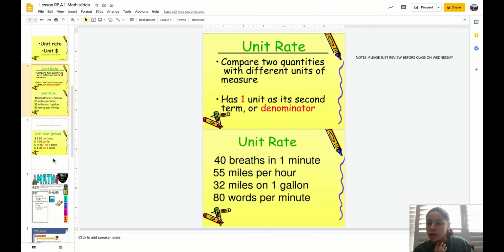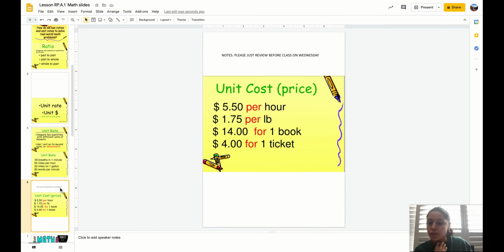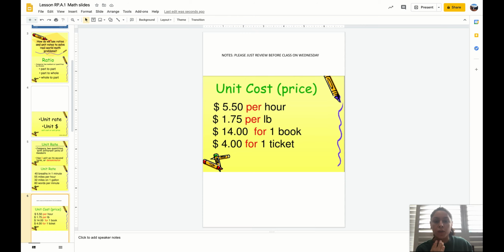So moving on. Unit cost, also unit rate, unit cost. The unit cost would have been for Starbucks because we're trying to figure out the cost for one. These are examples, so take a moment to look at them.